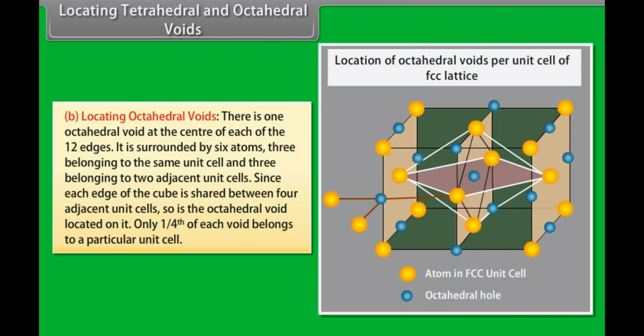Locating octahedral voids. There is one octahedral void at the center of each of the 12 edges. It is surrounded by 6 atoms, 3 belonging to the same unit cell and 3 belonging to 2 adjacent unit cells. Since each edge of the cube is shared between 4 adjacent unit cells, so is the octahedral void located on it. Only 1/4 of each void belongs to a particular unit cell.